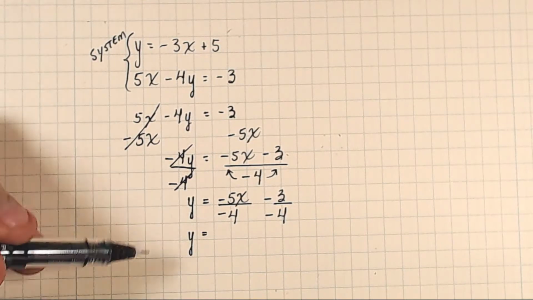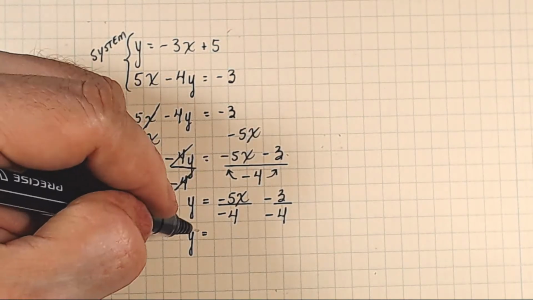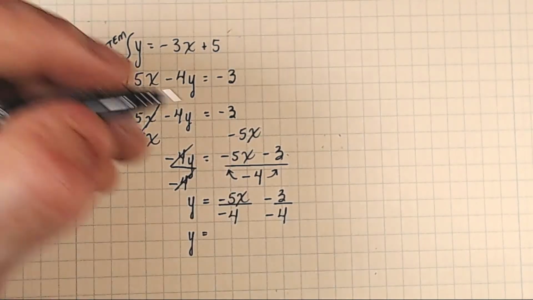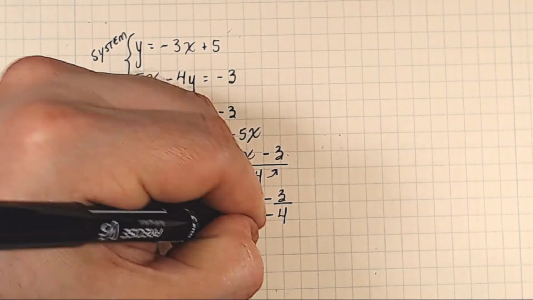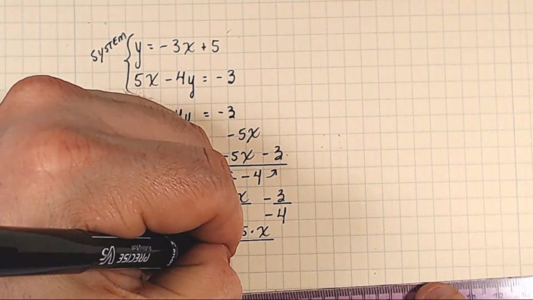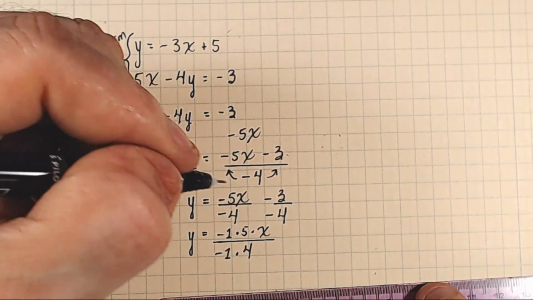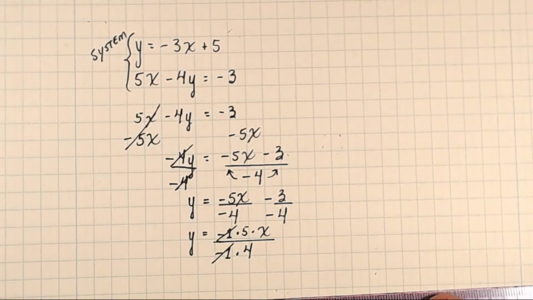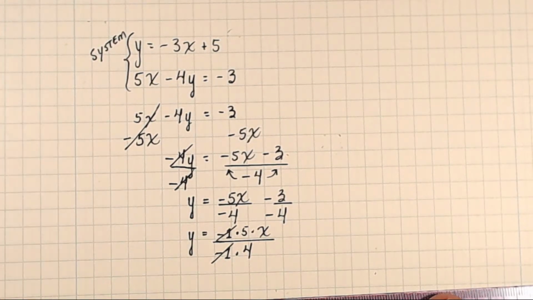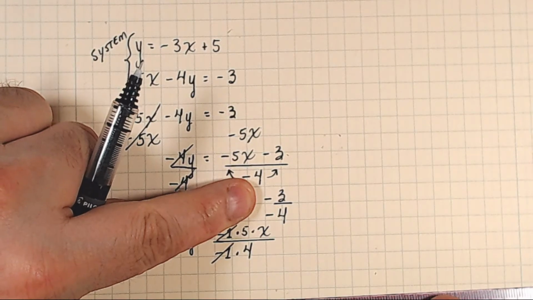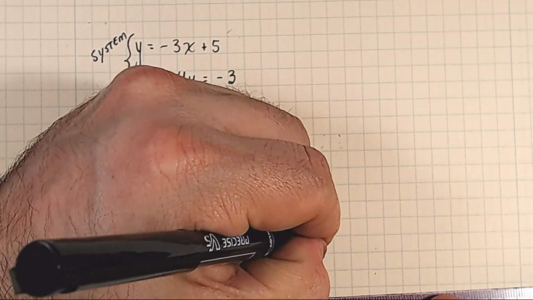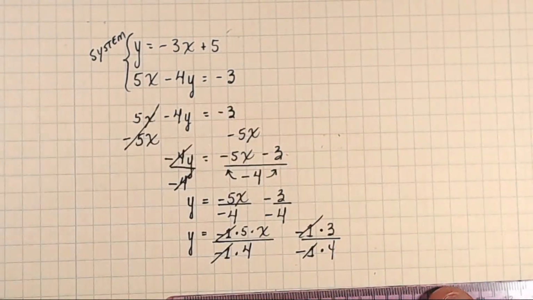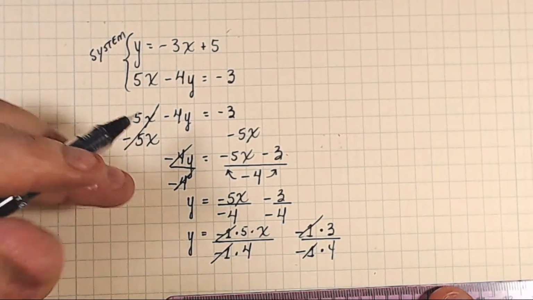A negative divided by a negative is a positive. Maybe the way to think about this is like this. What negative 5x means is that I have negative 1 times 5 times x over negative 1 times 4. The reason I'm writing it like that is so you see what I'm canceling out. I'm canceling out those negative 1's, leaving just 5x over 4. Similarly, over here, I've got negative 3 over negative 4, which is almost exactly like negative 1 times 3 over negative 1 times 4. I'll cancel out the negative 1's, leaving just positive numbers.